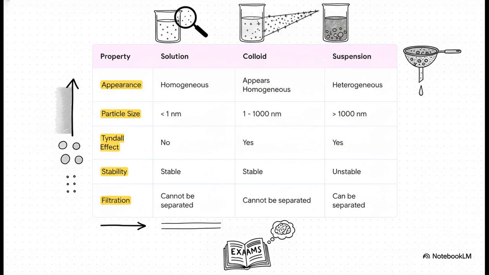When we look at appearance, we go from completely homogeneous to looking homogeneous and finally to clearly heterogeneous. And look at the particle size. It gets bigger and bigger as we go from a solution to a colloid to a suspension. It's this difference in size that explains the Tyndall effect. The tiny solution particles can't scatter light, but the bigger colloid and suspension particles can. And finally, look at stability. The very large particles in a suspension make it unstable, so they settle down, while the others stay mixed.